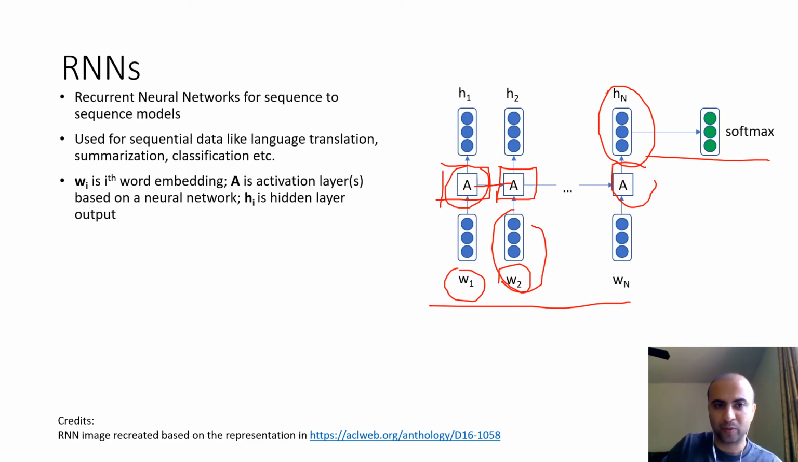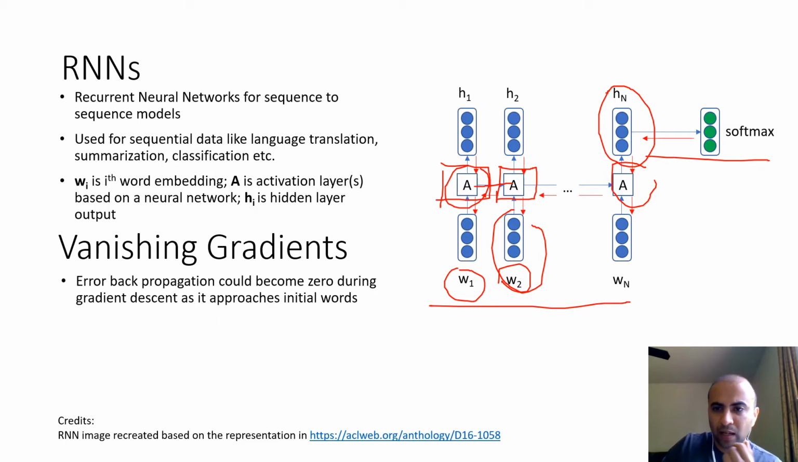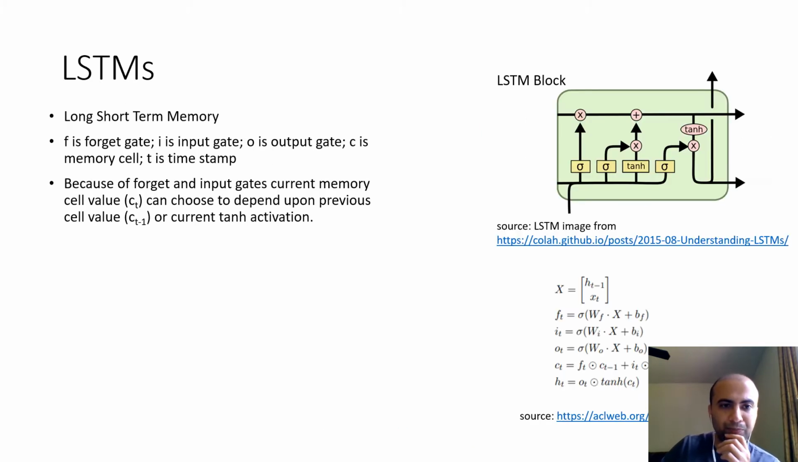But then there are some problems with RNNs. All these red lines represent the error backpropagation. But when it's a long sentence and there are many words in a sequence, and when the error is small, the errors that are learned by the activation layers at the beginning will be negligible because of the vanishing gradients. Now LSTMs is a way to address this issue. Let's look at LSTMs next.